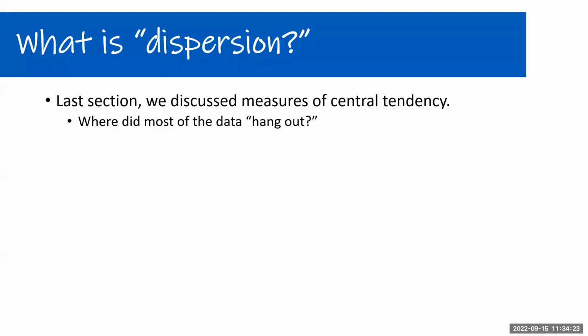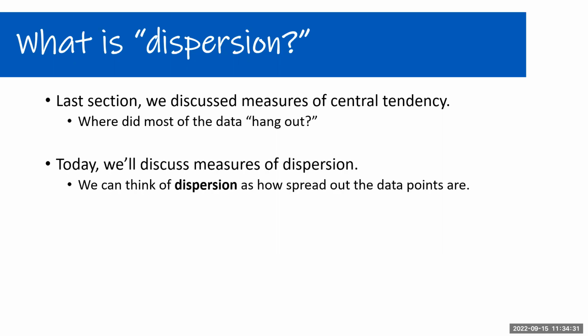So what is dispersion? In the last section, we talked about measures of central tendency, so where the data was centered or where most of the data hung out. But today, we're going to discuss measures of dispersion, which, if you're familiar with the word dispersed, is how spread out those data points are. So central tendency talks about where they tend to cluster, and dispersion talks more about how far from that point they are. So how far around that center do they tend to lie?